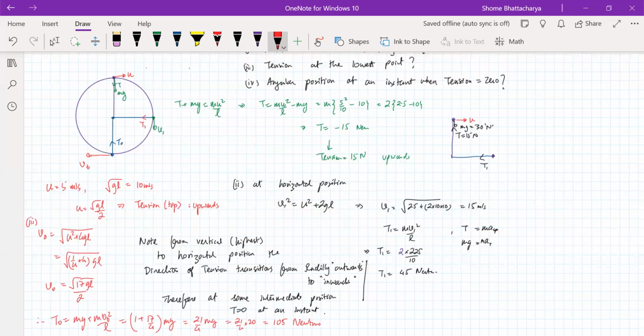You can also obviously solve it just numerically. That you know that U is 5 meters per second. So V naught is equal to 2GH like this. Okay, so just solve it numerically.